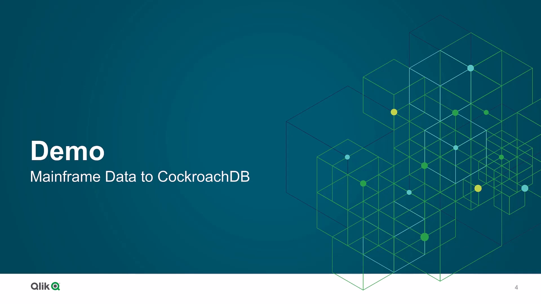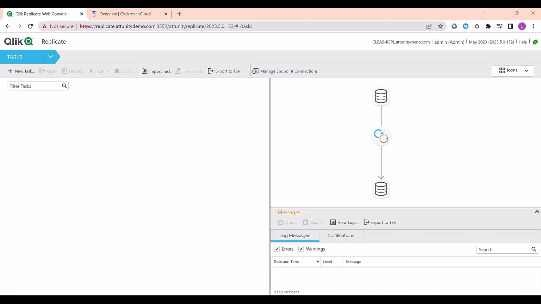In our demo, we have a source database running on a mainframe and want to replicate its data into CockroachDB for real-time analytics and other applications. So let's see this in action. The page that you're seeing right now is the Qlik Replicate console. This console allows the data engineer to create multiple tasks moving data between any supported sources and targets.